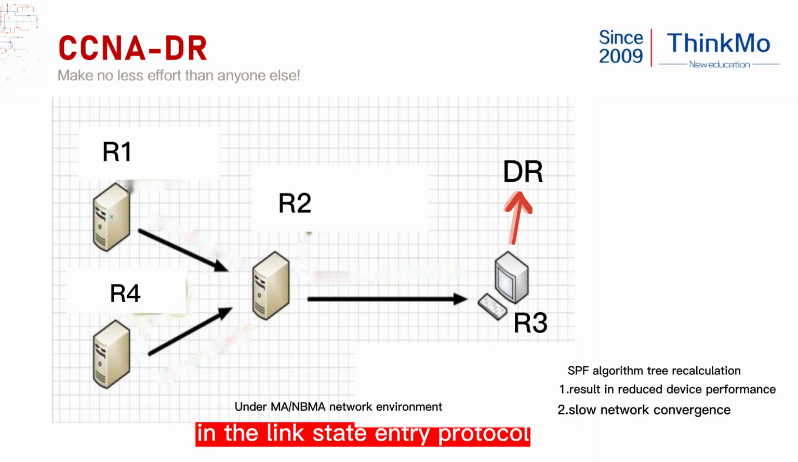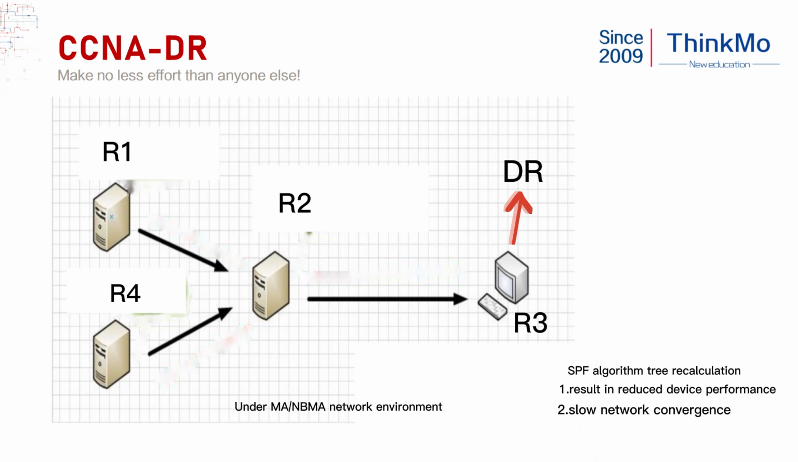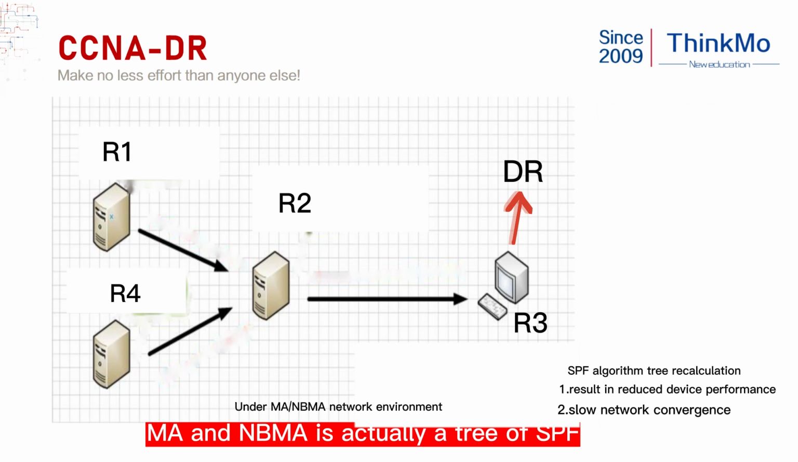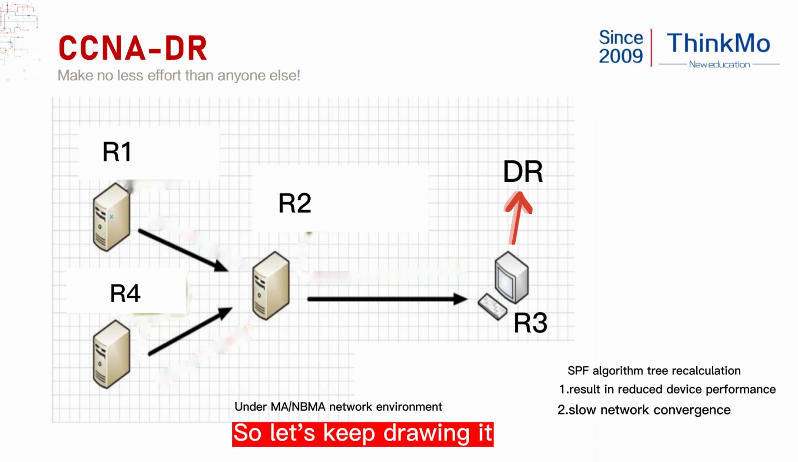In the link state protocol, it uses an algorithm called SPF. It's called an acyclic, tree-based algorithm. As we mentioned, MA and NBMA is actually a tree of SPF. So let's keep drawing it. Let's take a simple example. The entire OSPF network is all based on SPF, the tree algorithm. Like the branches of a tree, if this tree changes, the branches change too. It affects the whole body.